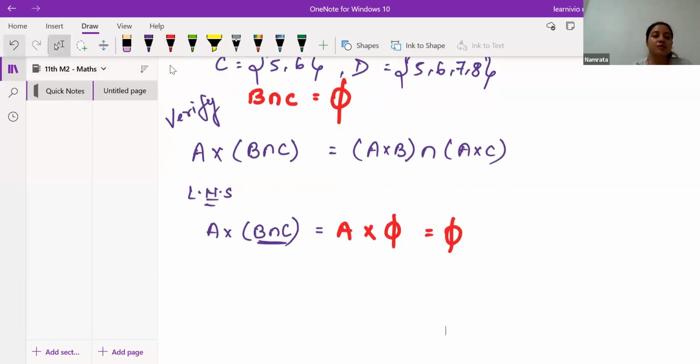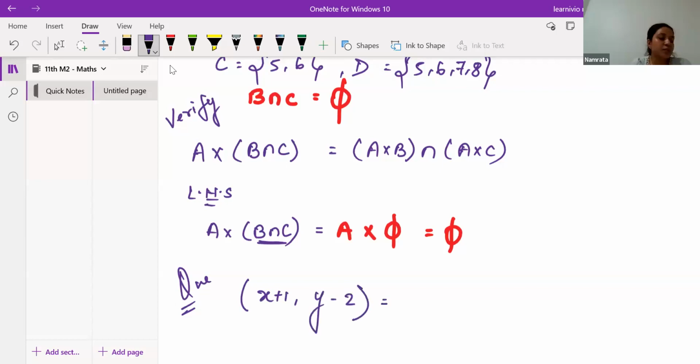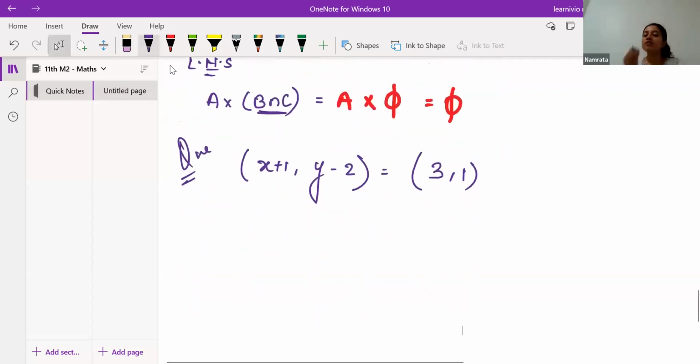Now, if we have two ordered pairs, suppose the first is x plus 1, y minus 2, and it is the same as the other ordered pair, that is 3, 1. Then from here we have to find the values of x and y. Whenever two ordered pairs are exactly the same, this side equals that side, then we can compare the ordered pairs.